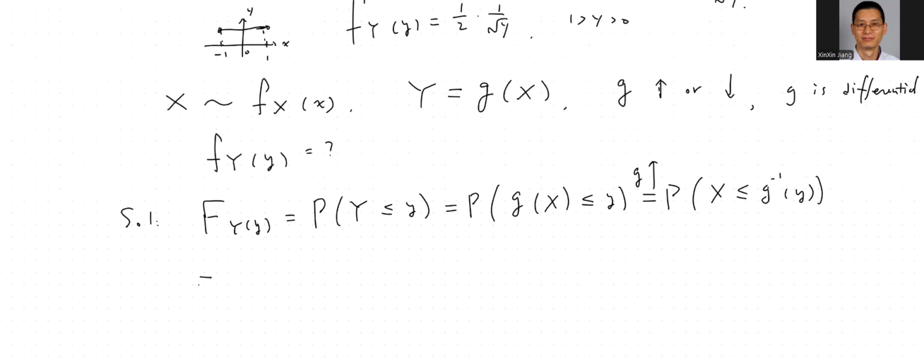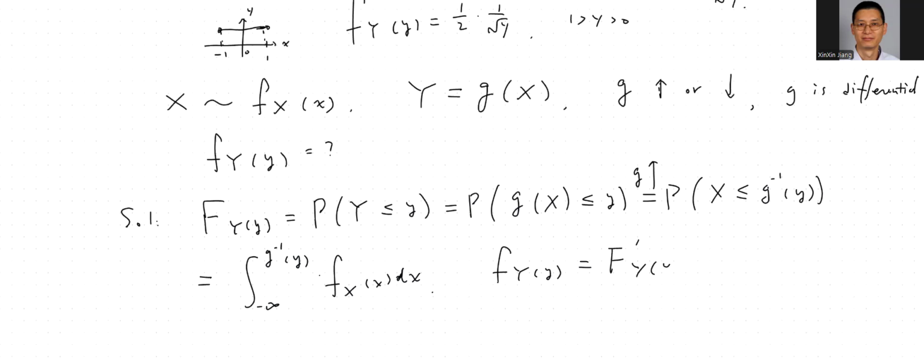So that equals the integral from negative infinity to g inverse of y, and you put this density of X here, dx. Now, without knowing f sub X, you really cannot continue. But when we are looking for the density of Y, we know this is the derivative of the CDF. That means it's d/dy of this integral from negative infinity to g inverse of y of f sub X of little x dx.